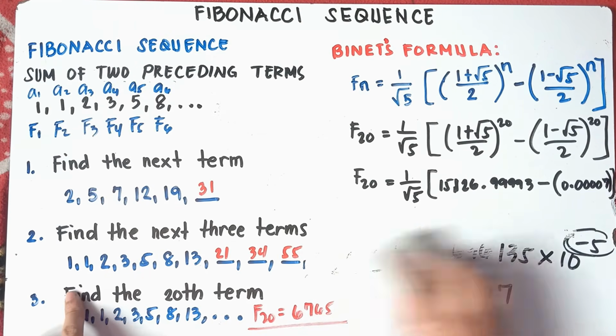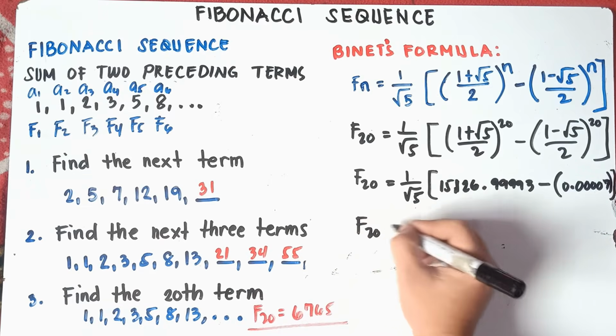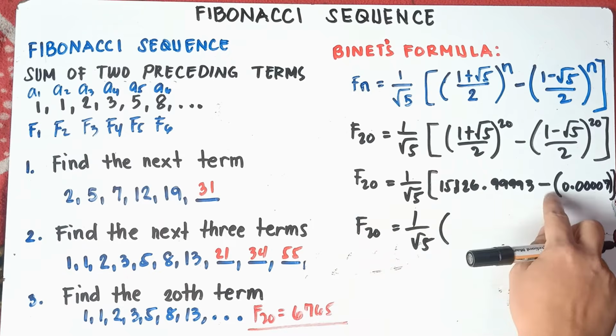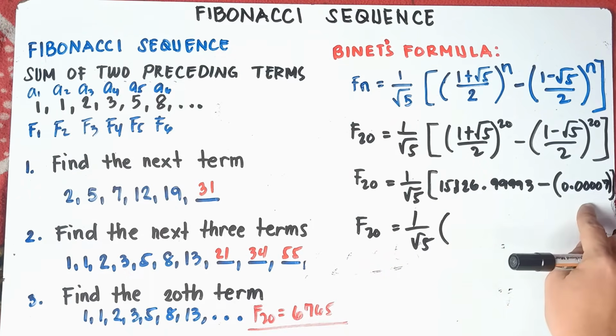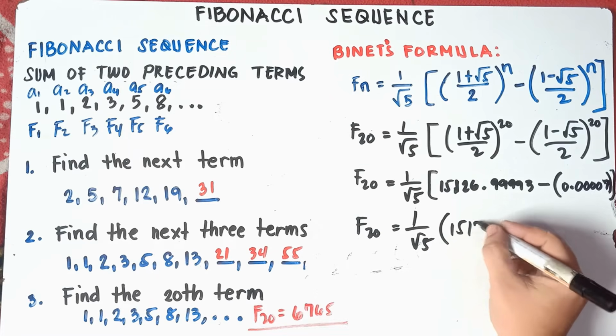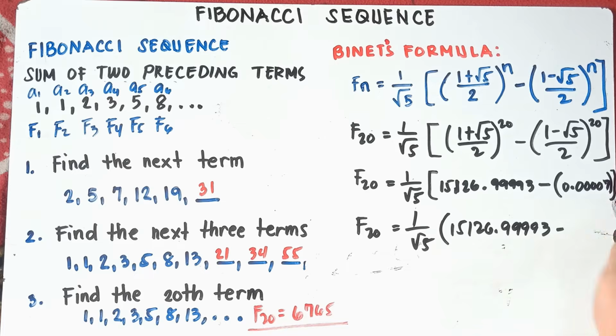Alright, so this will be f sub 20 equals 1 over square root of 5. Then you can multiply this one, negative times positive, so therefore it will be negative. So this will be 15,126.99993 minus this one, 0.00007.